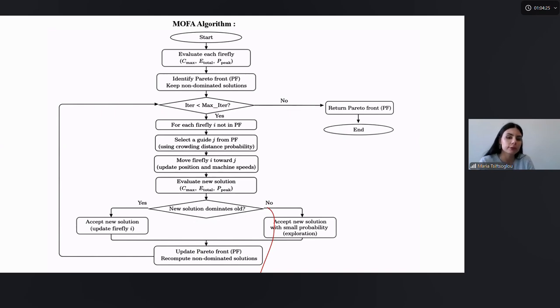We evaluate this new solution based on the three criteria, and if the new solution dominates the old one, we accept the new solution. Otherwise, we can accept it, but with a small probability in order to favor exploration. Now we update the Pareto front and we recompute the non-dominated solutions. The method repeats itself for 20 iterations and returns the best Pareto front.